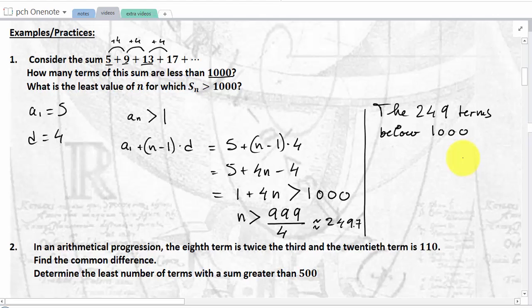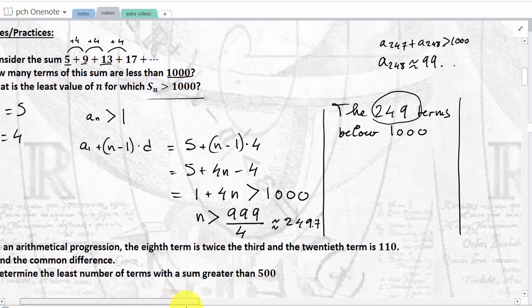Okay, let's look at the second question. What is the least value n for which the sum of the first n terms is above 1,000? So you have 249 terms below 1,000, but if you start adding them together, you're going to get to 1,000 before 249, right? I hope that makes sense. I don't know what a248 is, but it's pretty close to 1,000, around 990 something. So a248 plus a247 is going to be above 1,000 for sure. So we want to know how many terms we need to add to pass 1,000.